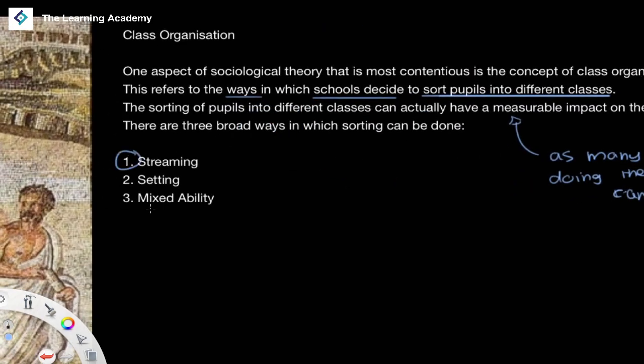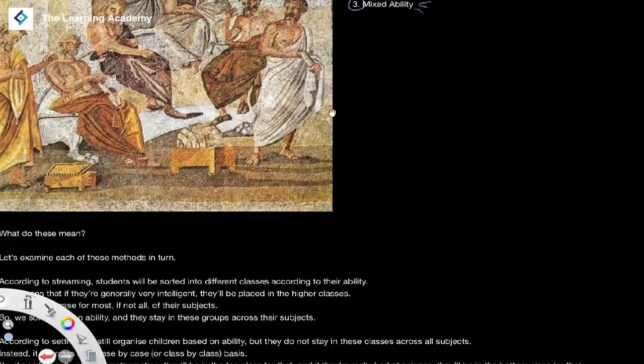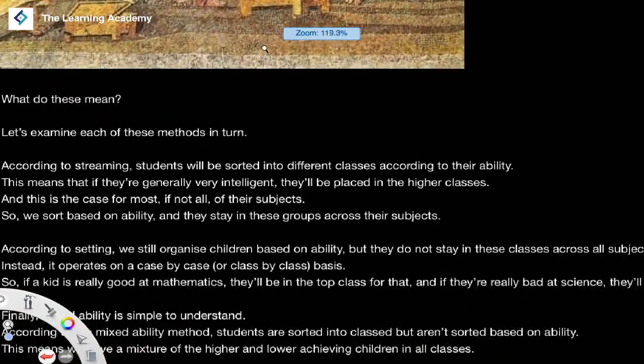We have a method known as streaming, we have a setting method, and we also have the mixed ability method. Now, we're going to talk about each of these individually in a second, but it's important to note that these are very broad methods by which we can sort children into class. Of course, we could probably get into complicated other methods, but any other method that you would learn would just be a kind of substrate of one of these methods already. For the most part, all schools and all classrooms are organised in one of these ways. So, let's talk about what each of these mean and examine them in turn.